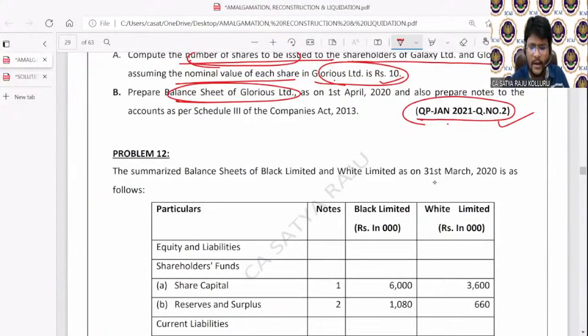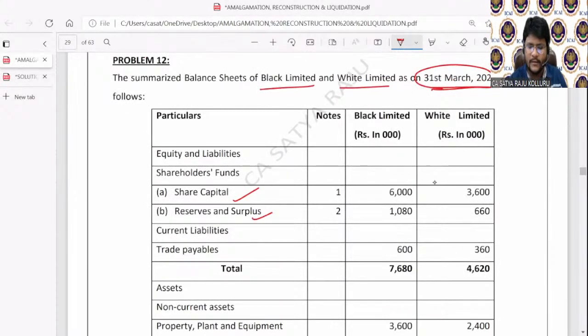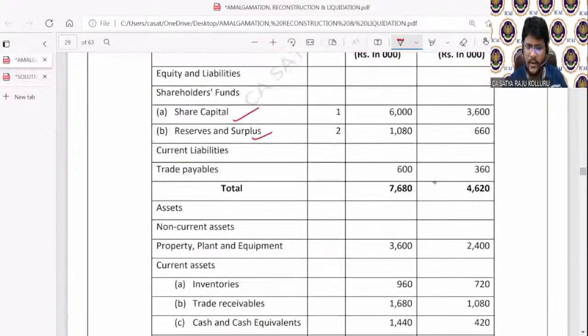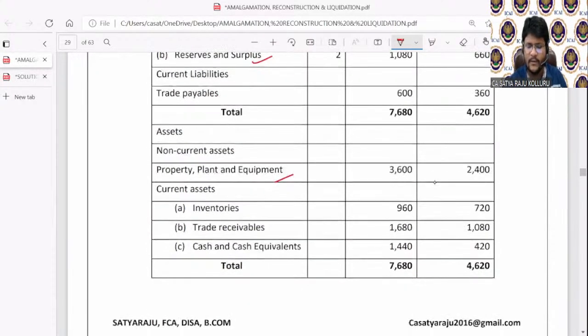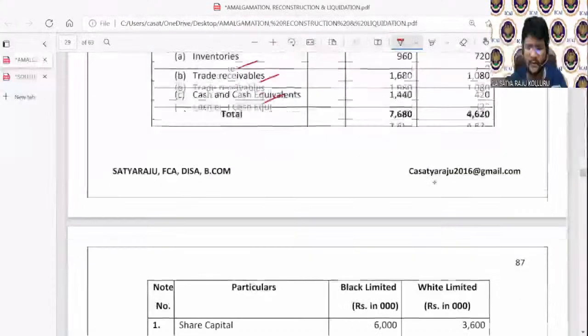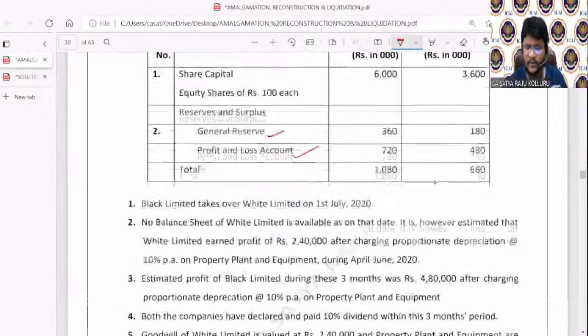The summarized balance sheet of Black Limited and White Limited as on 31st March 2020 is as follows. All of you observe the balance sheet given at 31st March 2020. Share capital is there, reserves and surplus is given. Under non-current assets, property, plant and equipment is given, then inventories, trade receivables, cash and cash equivalents. Share capital is equity shares of rupees 100 each. Under reserves and surplus, general reserve is there, and the profit and loss account is also given.